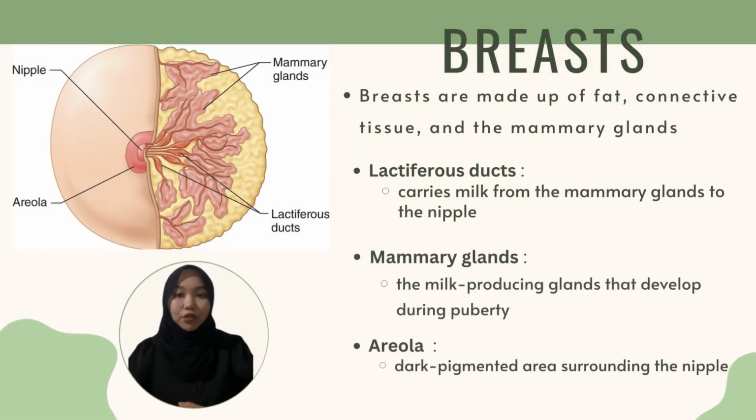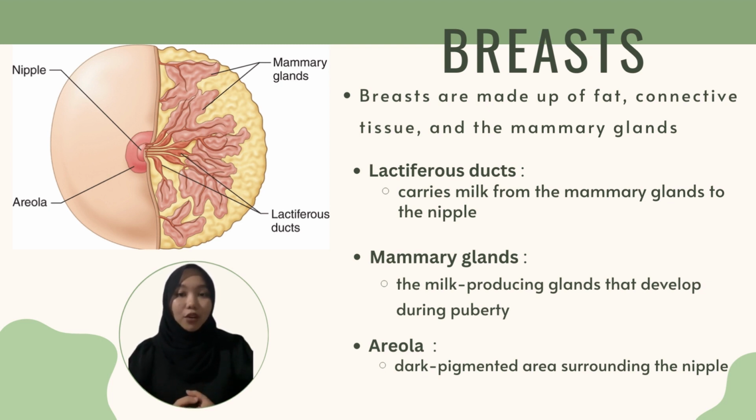These are the structures of the breast, which consist of the nipple, areola, mammary glands, and lactiferous ducts. Breasts are made up of fat, connective tissue, and the mammary glands. Each breast is fixed to the overlying skin and the underlying pectoral or chest muscles by suspensory ligaments.